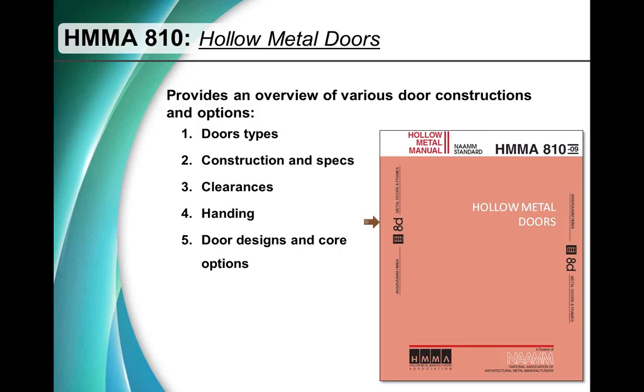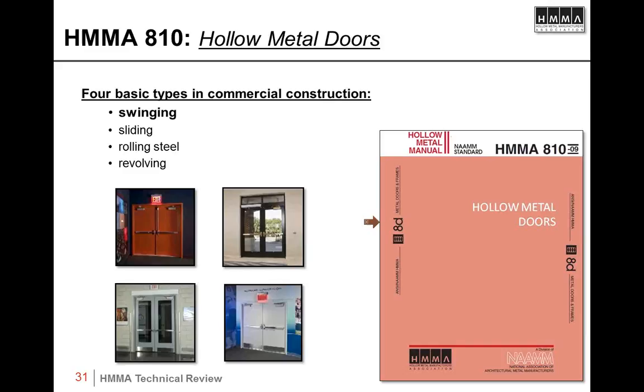Moving on to 810, this is for hollow metal door construction, and it refers to a lot of different applications that doors and frames go through, and also the different types of cores. There are basically 4 types of commercial construction for door openings, and HMMA deals only with the swing door application. You won't find any information on sliding, rolling, revolving, or any other door type of construction.